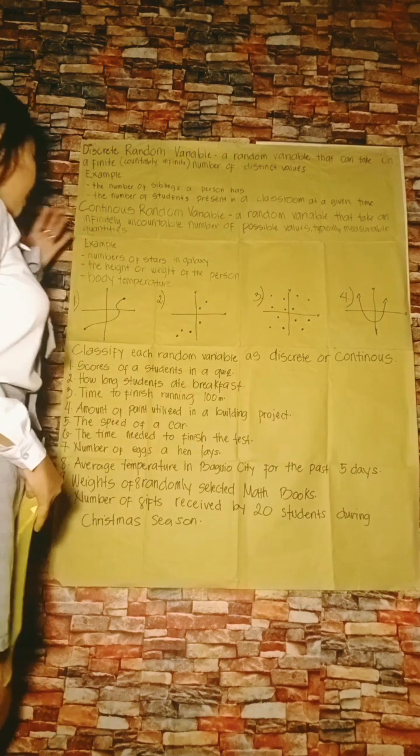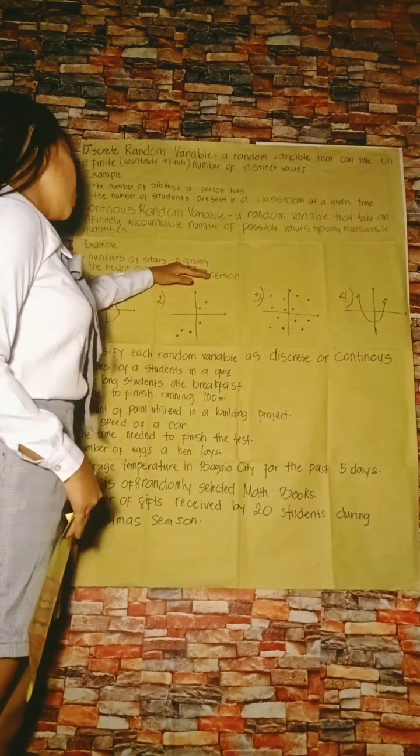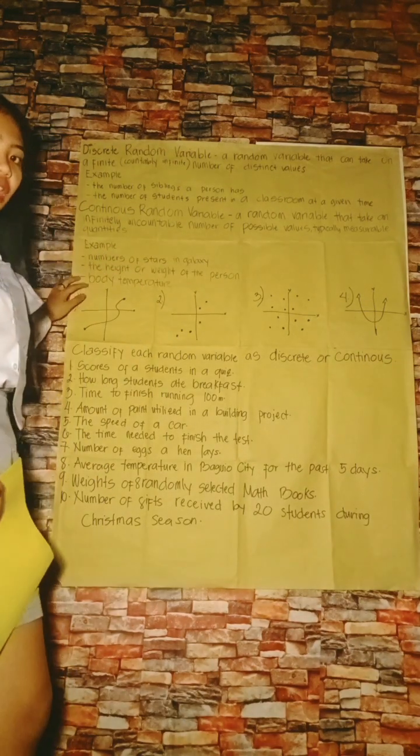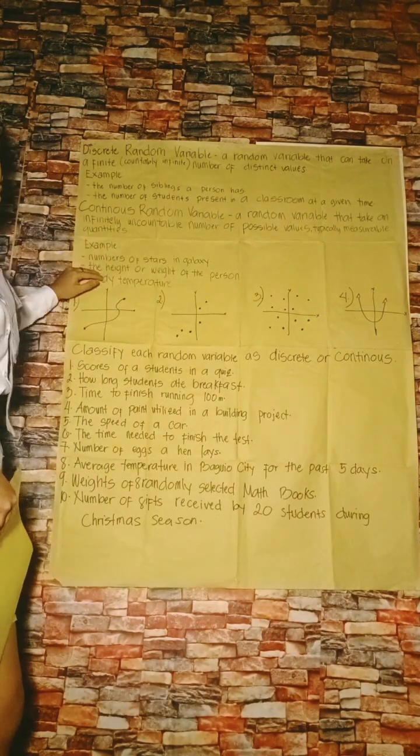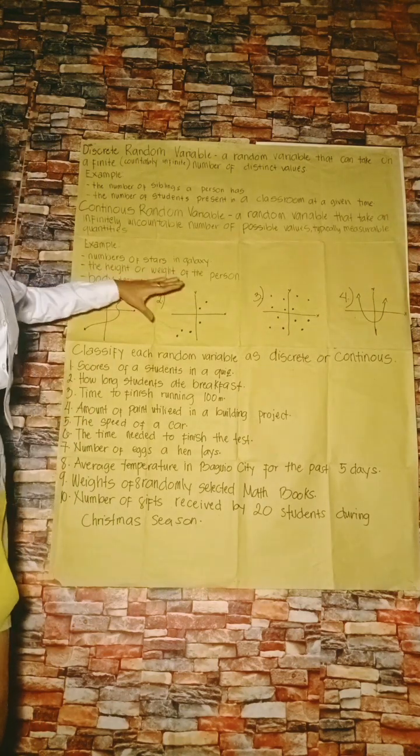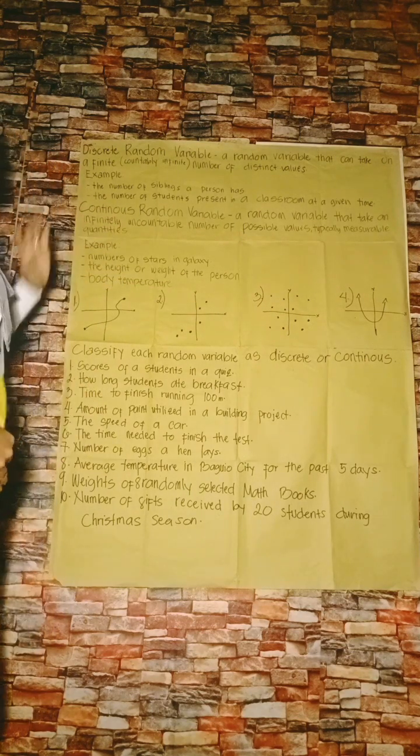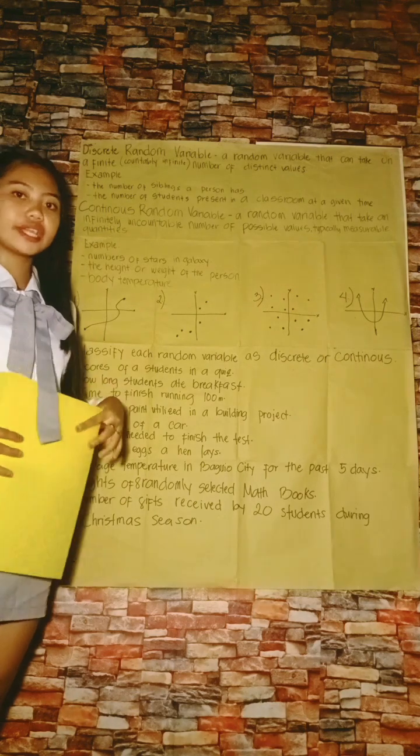We have here 3 examples. First, the number of stars in a galaxy. We can't count stars in the galaxy, right? Second, the height or weight of a person. Third, body temperature. So always remember that a continuous random variable is about measuring data.